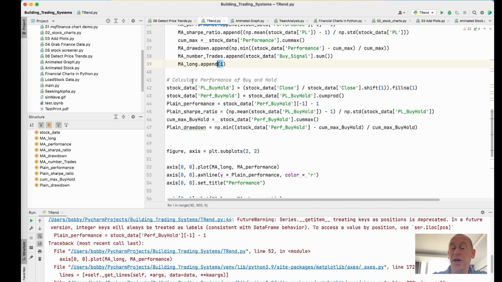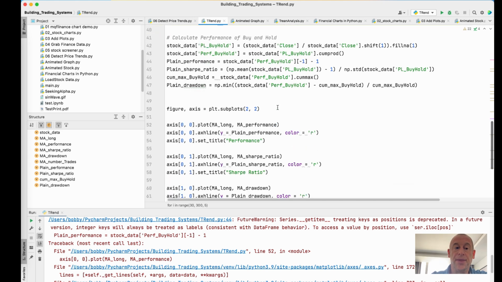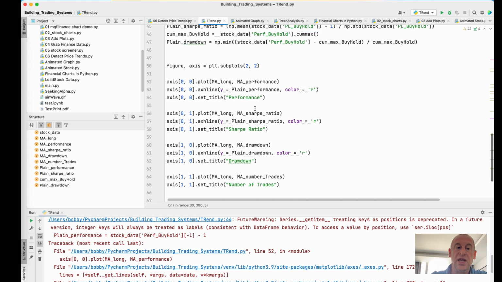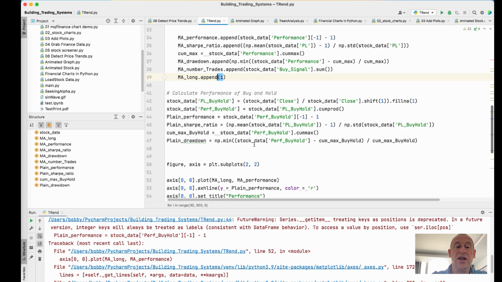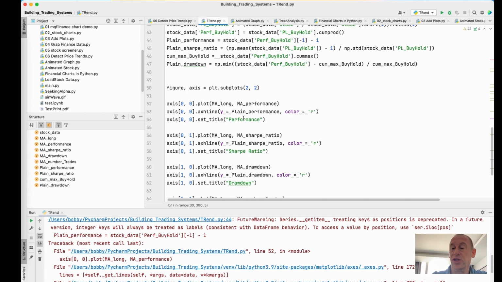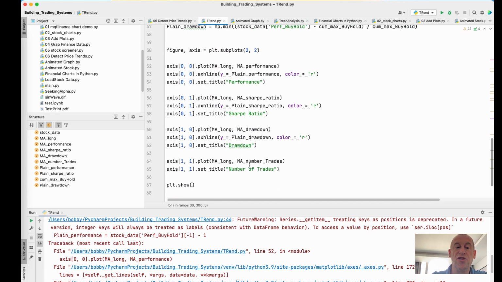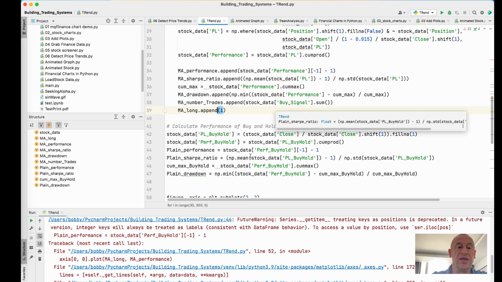And I compare the same data with a buy and hold strategy. Then I will plot all these ratios in a single plot. I will plot the performance, the Sharpe ratio, the drawdown, and also the number of trades.